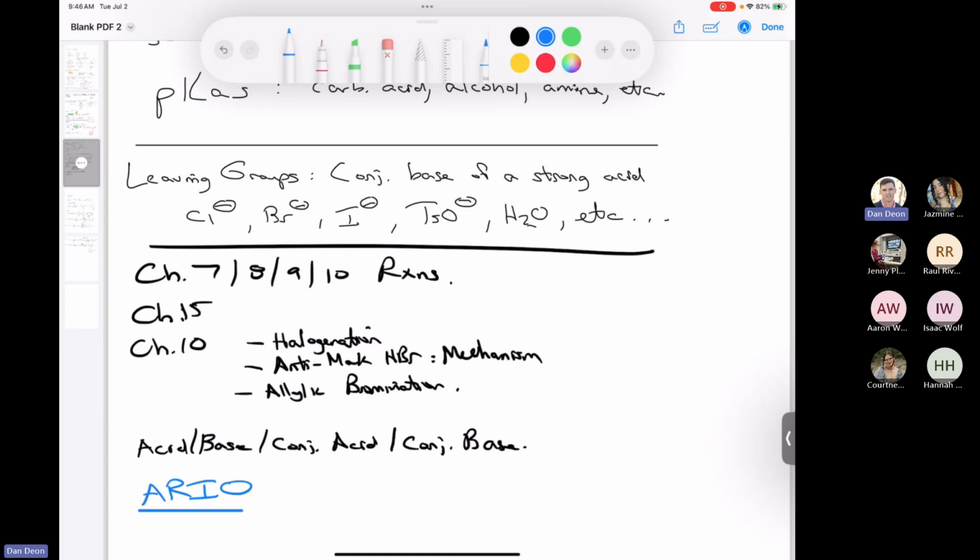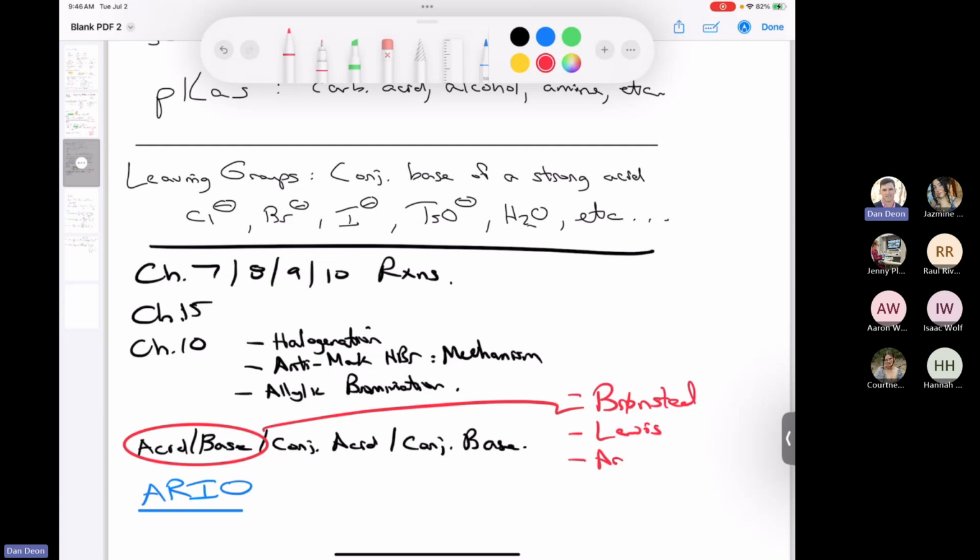When it comes to acids and bases, in this class we mostly focus on Bronsted, right? We spend probably 95% of our time talking about Bronsted acids and bases, but I would also be sure to know Lewis acids and bases and Arrhenius acids and bases, right? Those are the three definitions of acids and bases that we looked at all through organic chemistry.